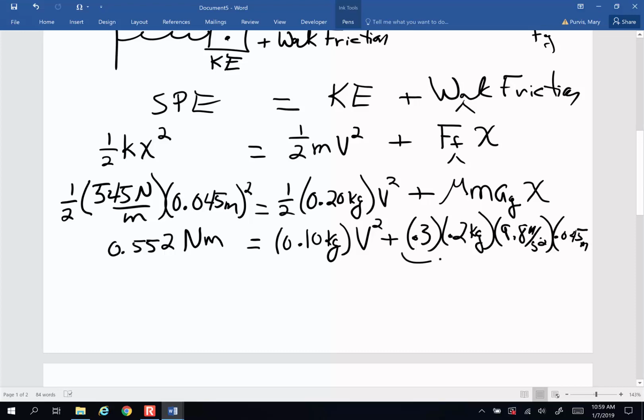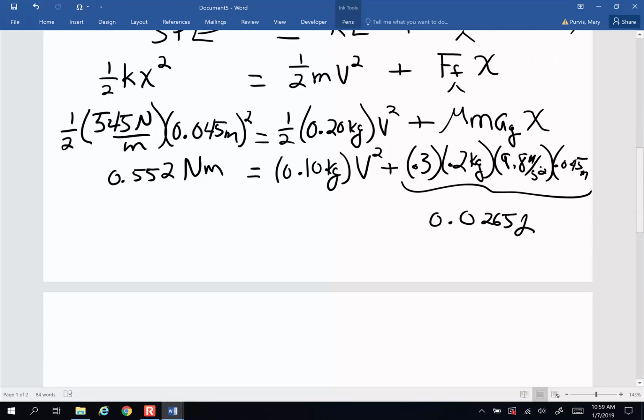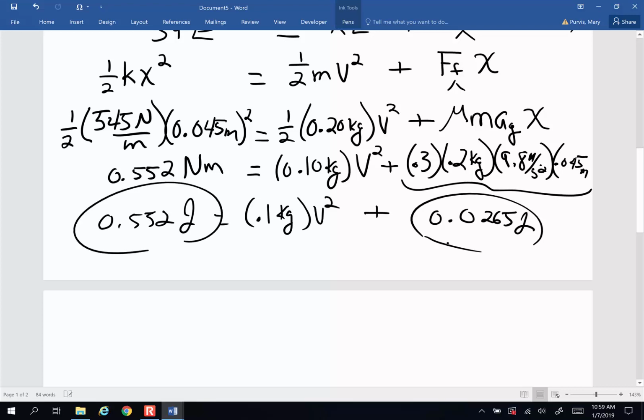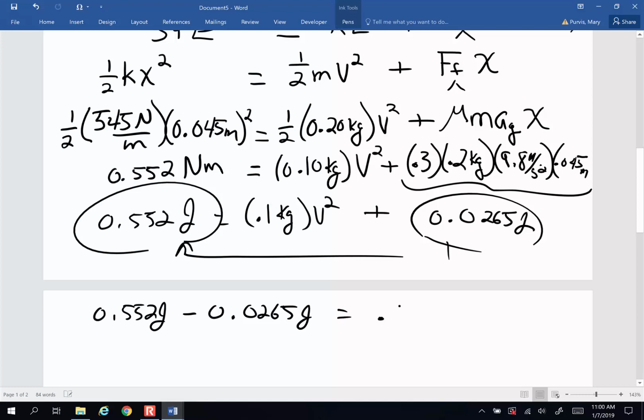So when I do all of the math on all of that wonderful stuff, I get 0.0265 joules. And let's simplify this. So this is going to be 0.552, a newton meter is a joule, equals 0.1 kilograms times V squared. So I'm going to get all of these on one side of the equation. I'm going to subtract that from both sides. So 0.552 joules minus 0.0265 joules equals 0.1 kilograms times V squared.